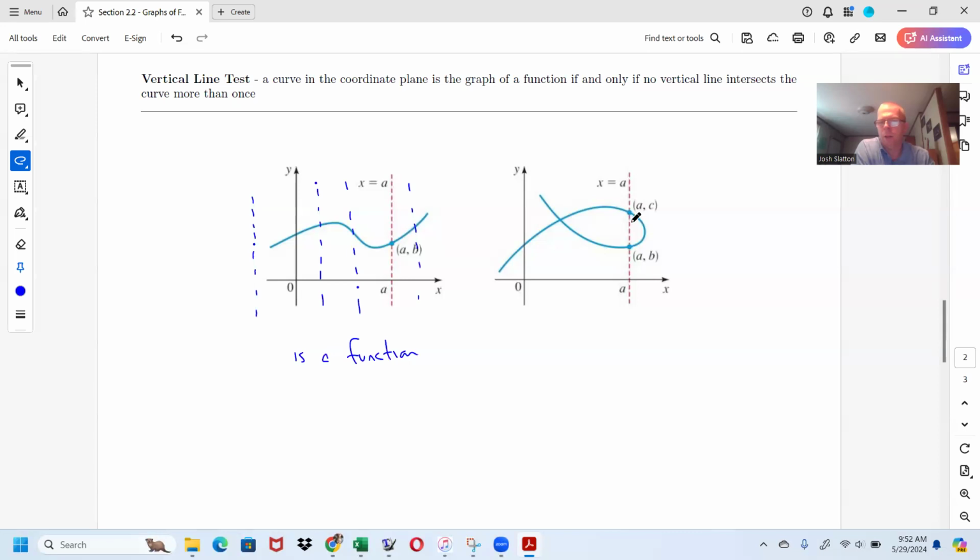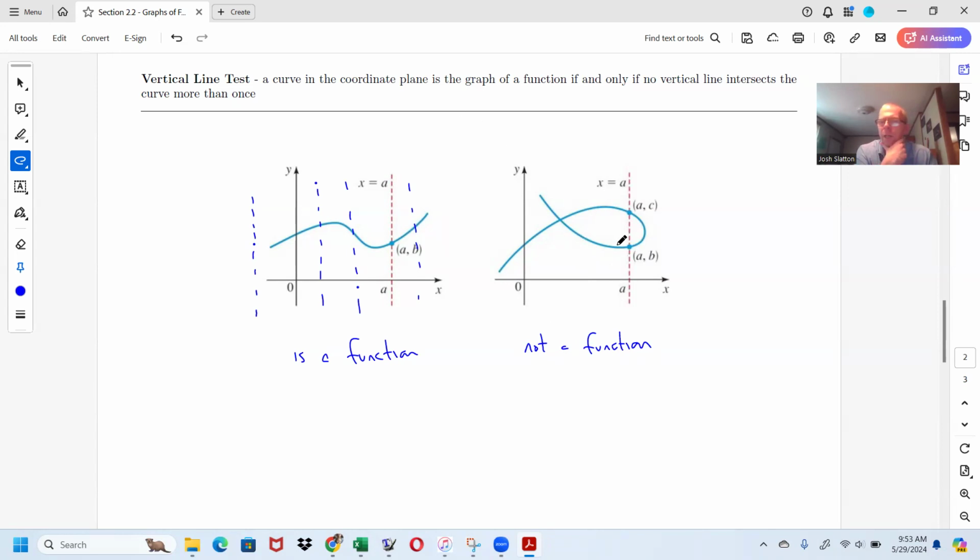Whereas this one, you can see if you draw this vertical line, it does cross the graph twice. And so this one is not a function. It's not that every vertical line has to cross it more than once, but if you have any vertical line that crosses more than once, then it's not a function. And this goes with, if you remember from the first section, the definition: each input gives exactly one output.